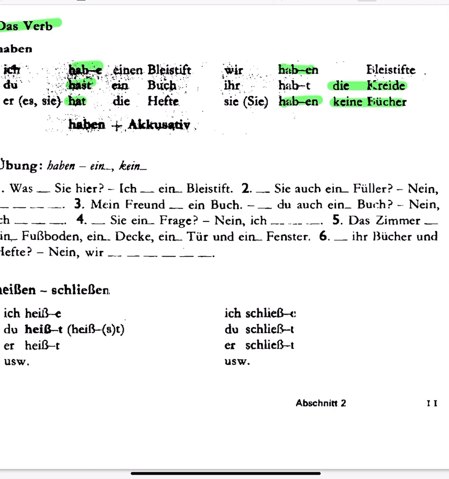Übung. We can use haben, ein, and keine. And the verb haben, to have, usually comes with the accusative form. We can continue. Was haben Sie hier? What do you have here? Ich habe einen Bleistift. I have a pencil. Haben Sie auch einen Füller? Do you have a roller pen? Nein. Ich habe nicht. I don't have. Or ich habe keinen Füller. I don't have any.